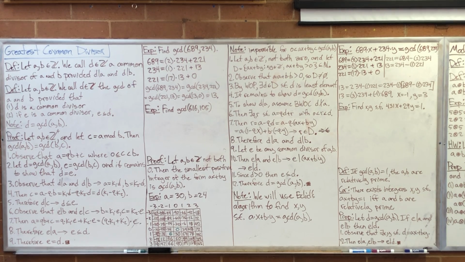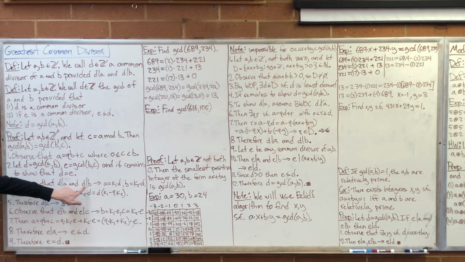How are we going to prove that they're equal? I'm going to prove that D is less than or equal to E, and E is less than or equal to D, therefore they're the same. Good? Alright. So, first we're going to prove that D is less than or equal to E.